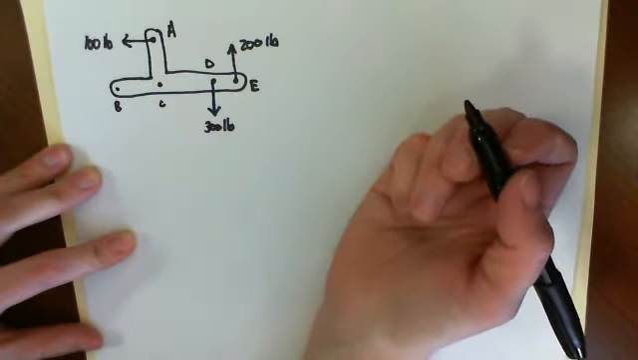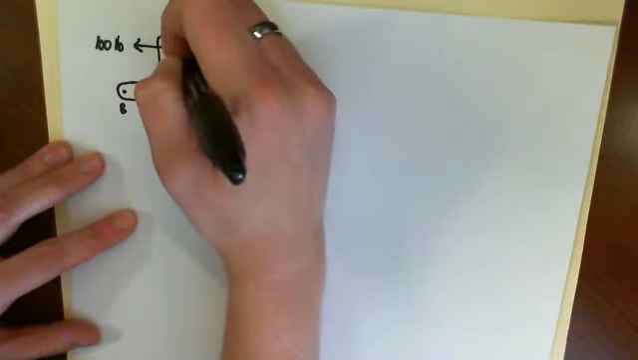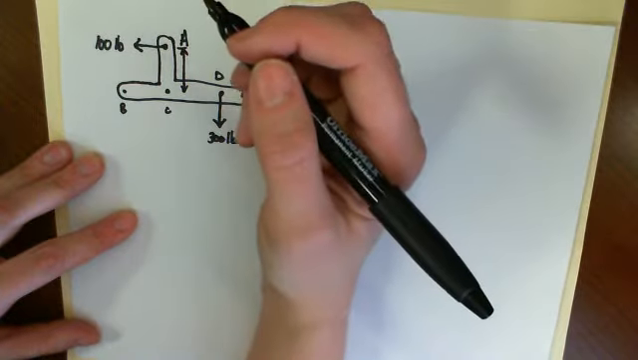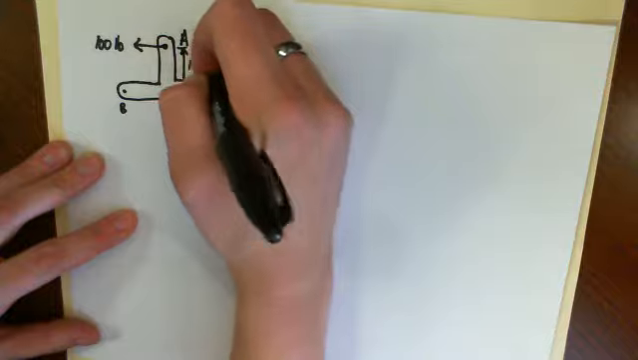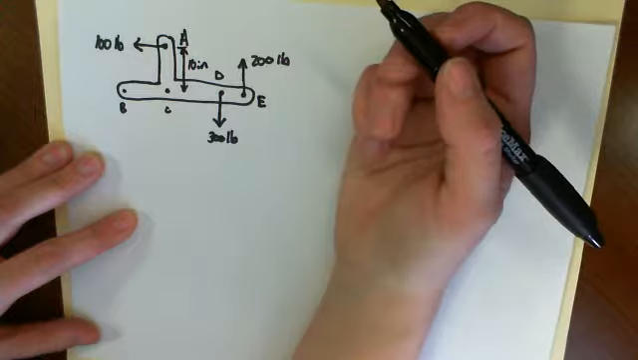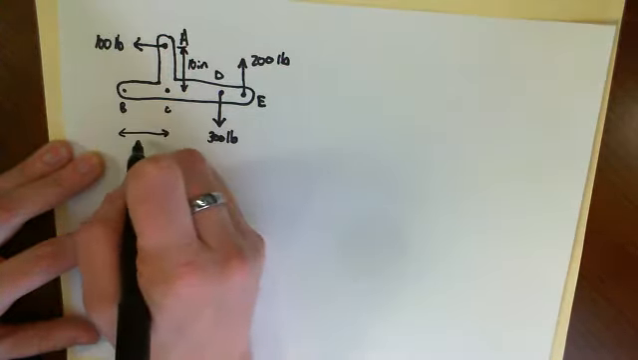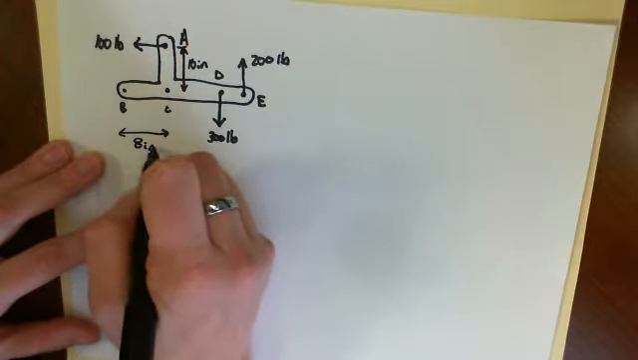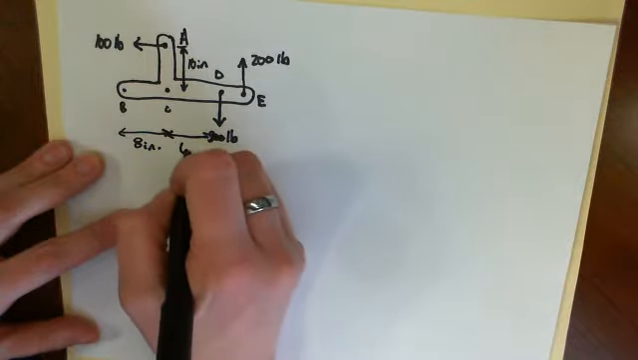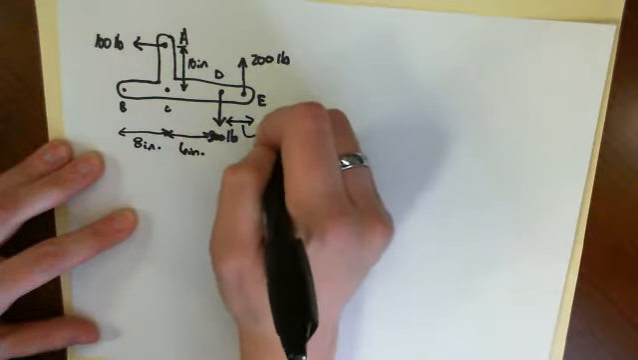One of the critical components now, up until now, the dimensions haven't mattered that much, but now that we're applying forces at different locations, it's absolutely critical to include dimensions on your free body diagram. So A is 10 inches up from BCDE. Then BC is 8 inches. C to D is 6 inches. And then D to E is also 6 inches.